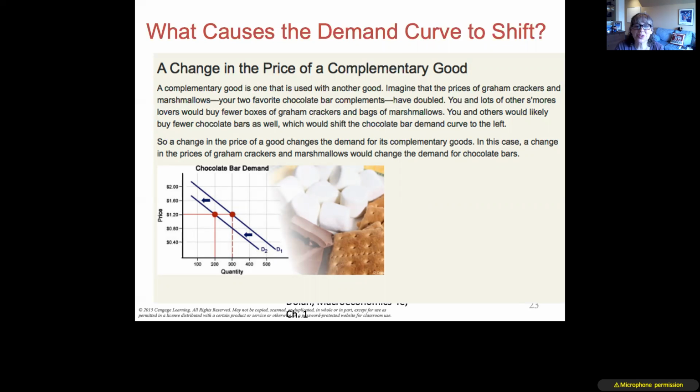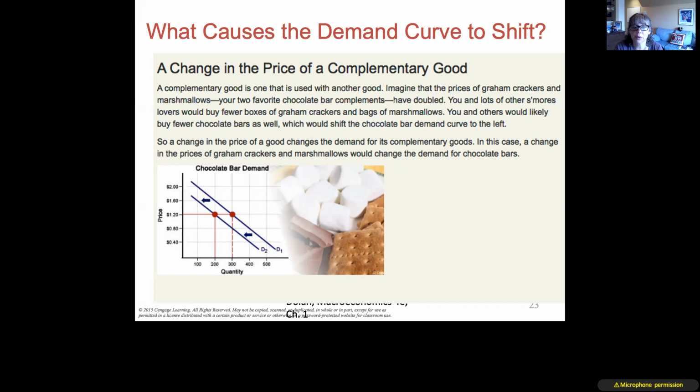So, a complementary good is used with another good. What is the one thing that chocolate bars are used with? Graham crackers and marshmallows. The favorite of the world, s'mores. So, you have double the complements, don't you? So, you and lots of other people buy fewer boxes of graham crackers and bags of marshmallows if indeed the price of candy bars goes up. So the demand curve for candy bars actually goes down.